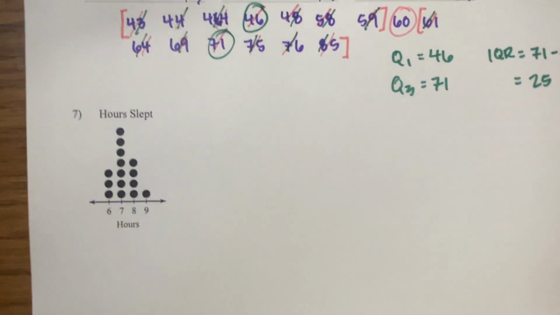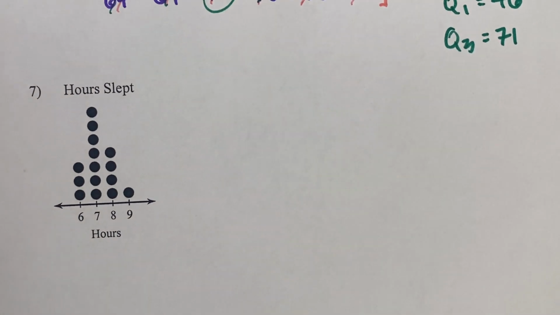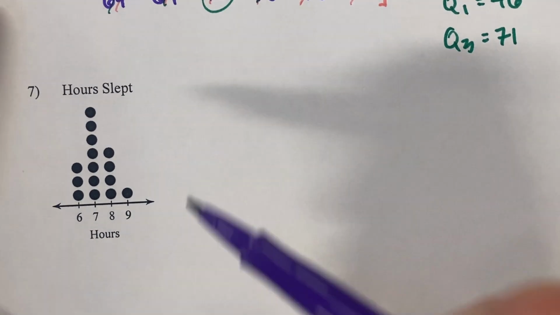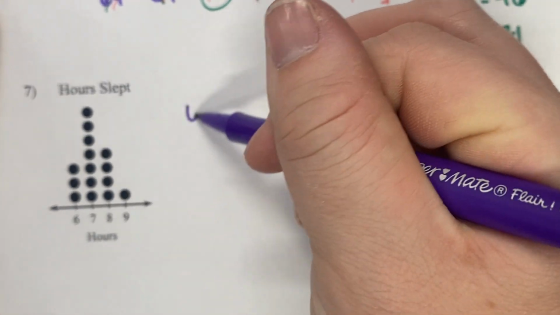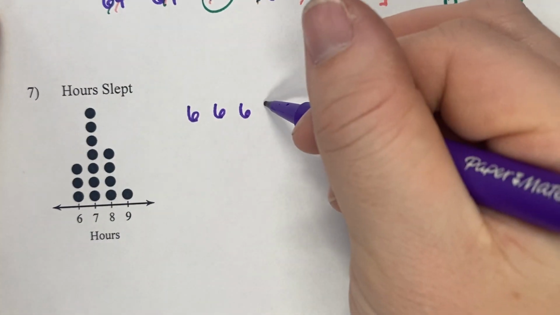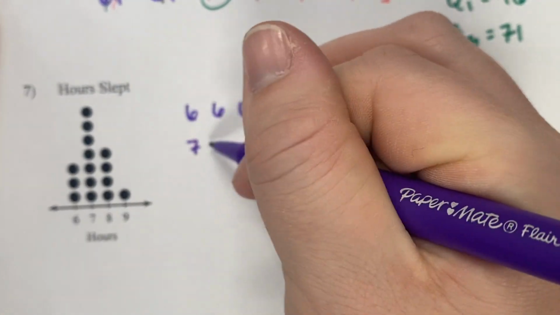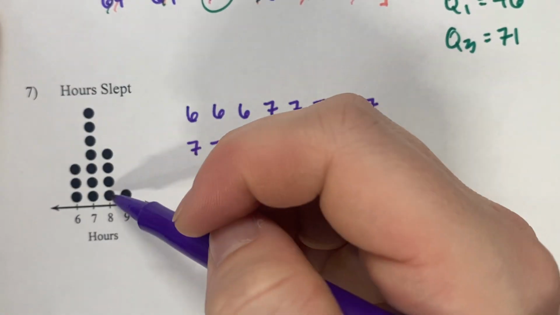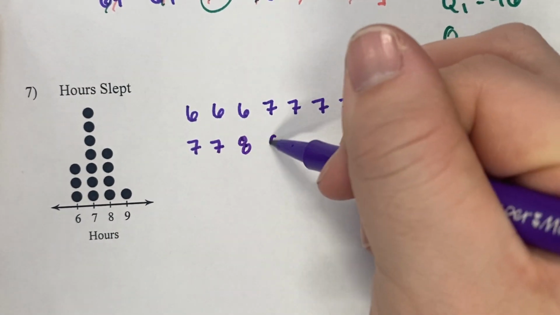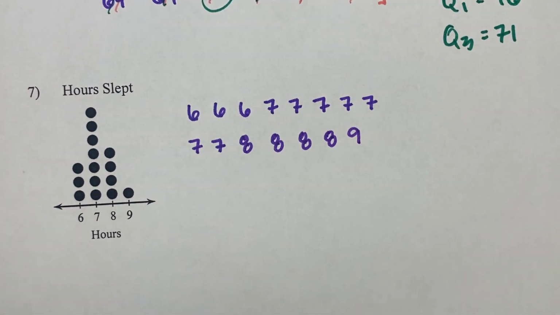Okay, last example, we have a dot plot showing hours slept. Let's go ahead and just turn this into a list in numerical order. So I have 3 6s, 7 7s, 7 8s, and 1 9.